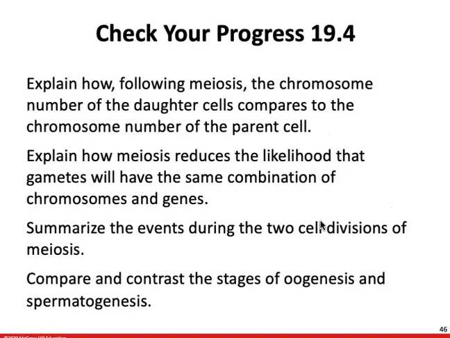All right, so for this section, you should be able to explain how, following meiosis, the chromosome number of the daughter cells compares to the chromosome number of the parent cells, explain how meiosis reduces the likelihood that gametes will have the same combination of chromosomes and genes, summarize the events that occur during the two cell divisions of meiosis, and then compare and contrast the stages of oogenesis and spermatogenesis. Also, you should be able to compare and contrast the outcomes in terms of the number and genetic variability of the daughter cells produced by oogenesis and spermatogenesis.